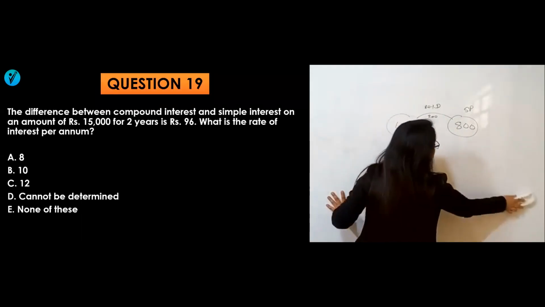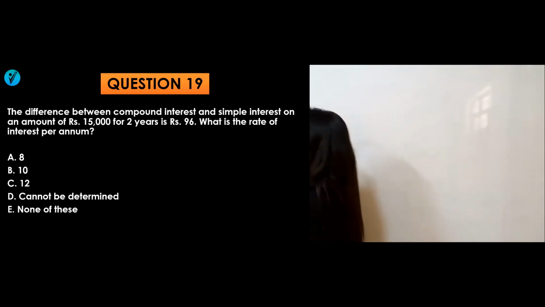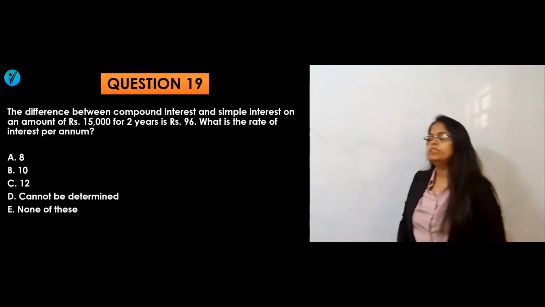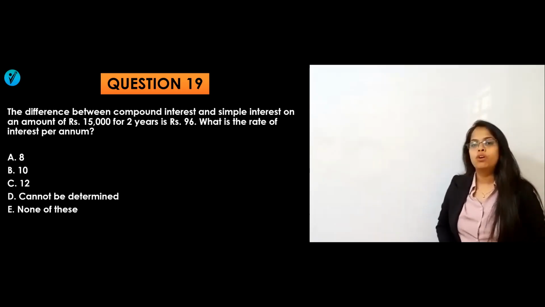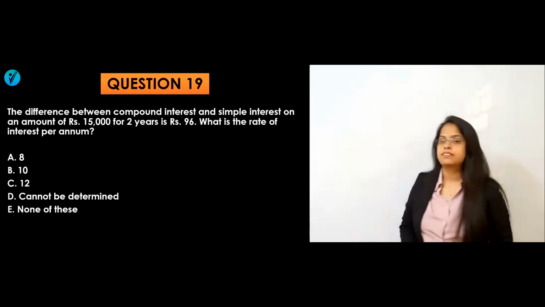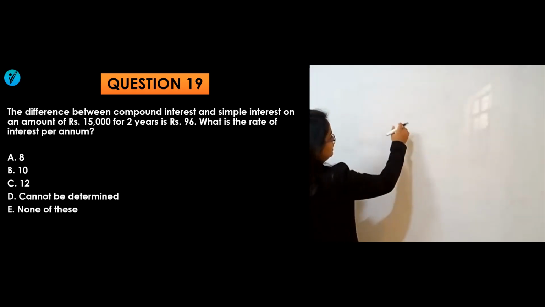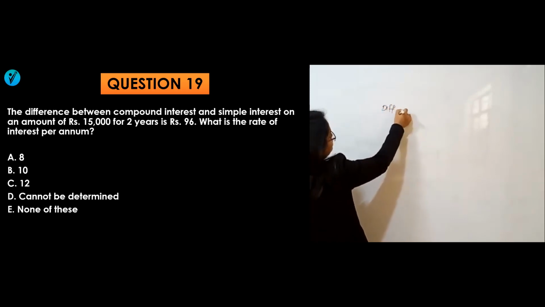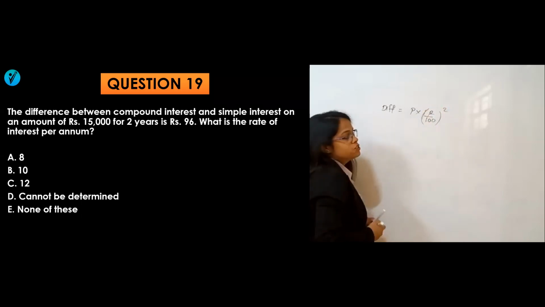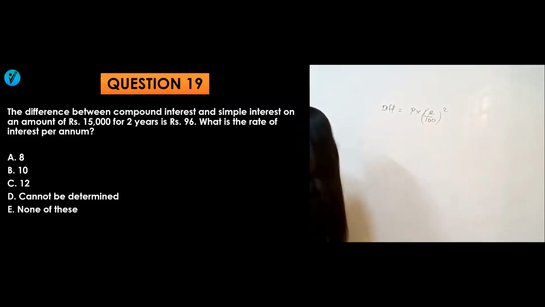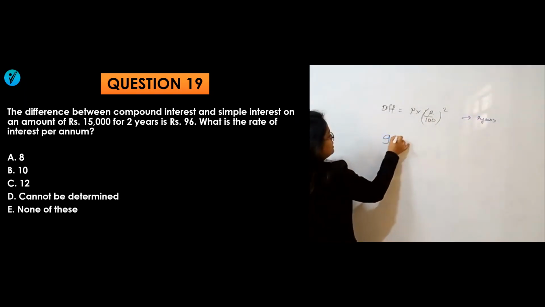Question number 19 is here. The difference between compound interest and simple interest on an amount of 15,000 for 2 years is 96. For 2 years, what is the difference between SI and CI? We have to find out the rate of interest. For 2 years, difference is equal to P into R by 100 whole square. Is it? So difference is given as 96 rupees. This is only for the 2 years.